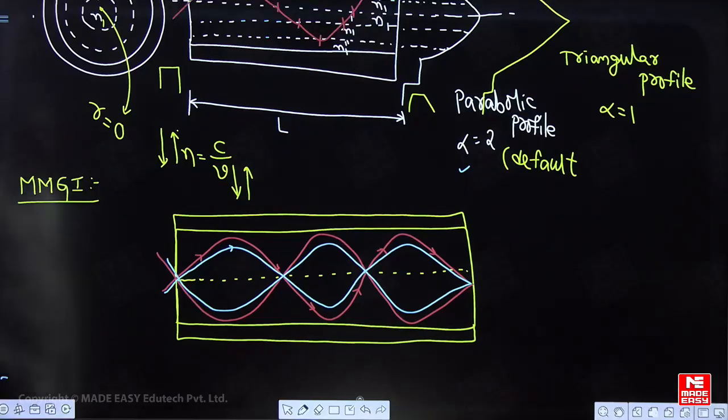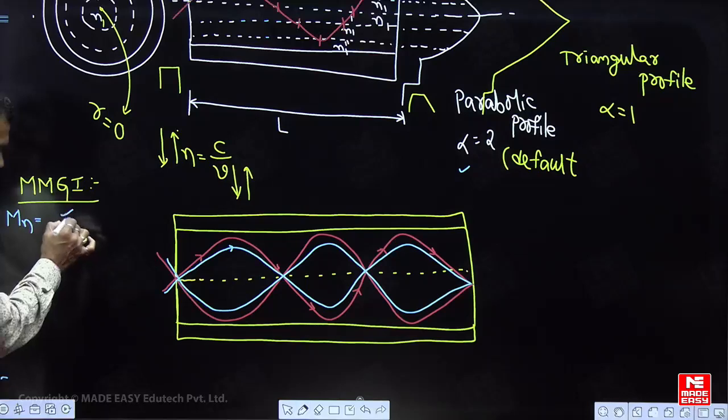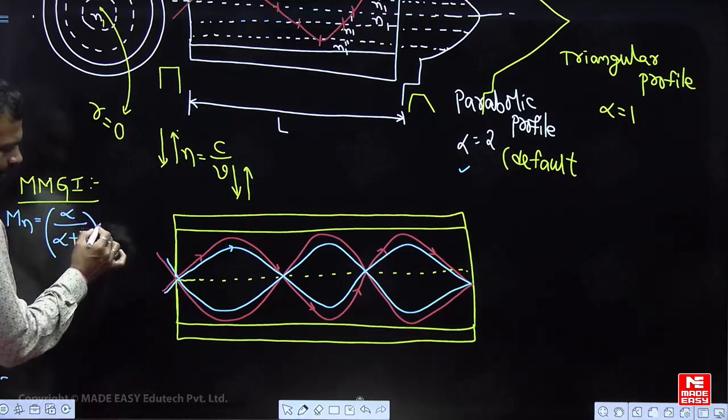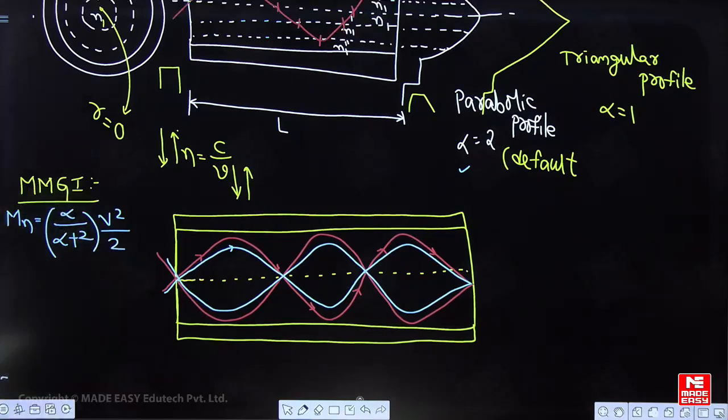So this is about the MMGI fiber. We study it in the classroom like this. Number of modes formula. Dear students, can you please tell me what is the number of modes formula? Mn is equal to, yes, very good, alpha divided by alpha plus 2 into V square by 2 is the formula we have. I hope everybody in the class understood this.